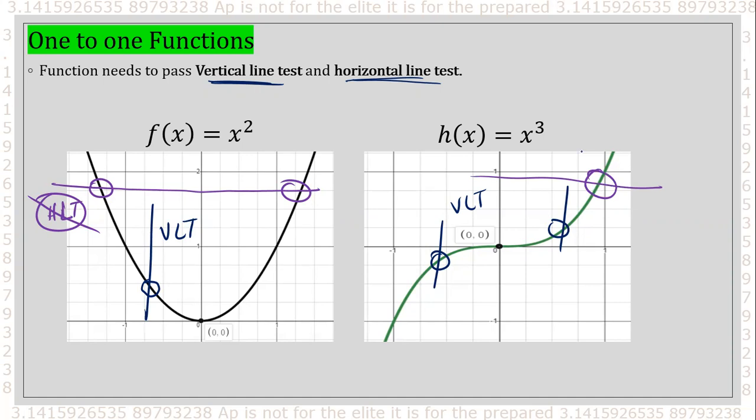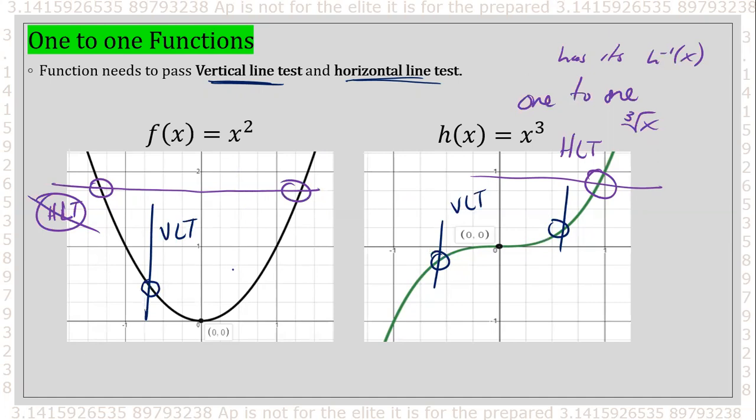It only passed one time, right? So there's a horizontal line test. What I want you to know from this is that this x cubed is one-to-one, meaning you can have an inverse. Hopefully you know that the inverse of this would be that, right? You can find the inverse of this function. How about this one right here?